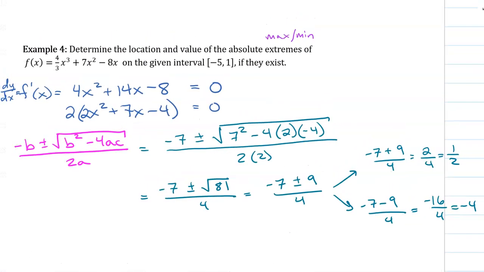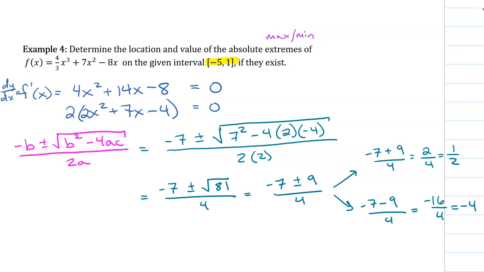Now, because of the interval on which they gave me, I'm going from negative 5 to 1, and those are x values, so both of these numbers will be a critical value, either a max or a min. So how do I tell whether it's a max or a min? Well, how about plugging it into the original function?